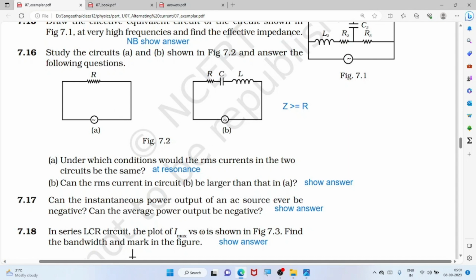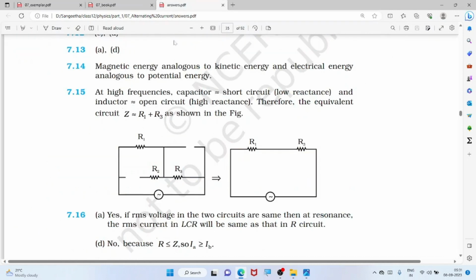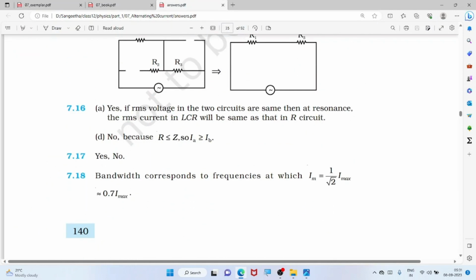Can the RMS current in the RLC circuit be larger than that of A? No, it can't be. Z is either equal to R or greater than R. Z cannot be less than R. So the current here can't be more than this, because Z should be greater than or equal to R.